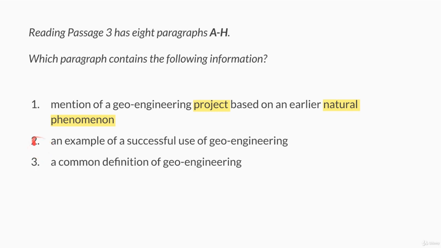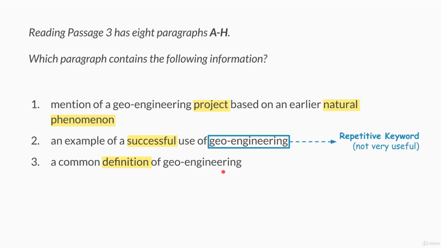Let's move on to question number 2. So here I'm only going to mark successful, and then for question number 3, I'm just going to mark definition. Right here, we have the word geoengineering, and this word reappears here as well as down here. So this is a repetitive keyword. It seems that the whole article is going to be about geoengineering. So this is not a very useful keyword for us, so it doesn't make sense to mark this.